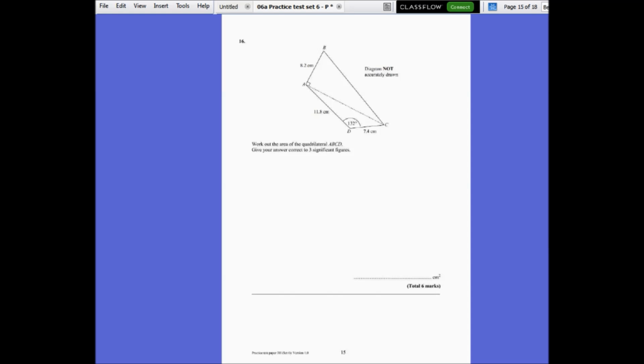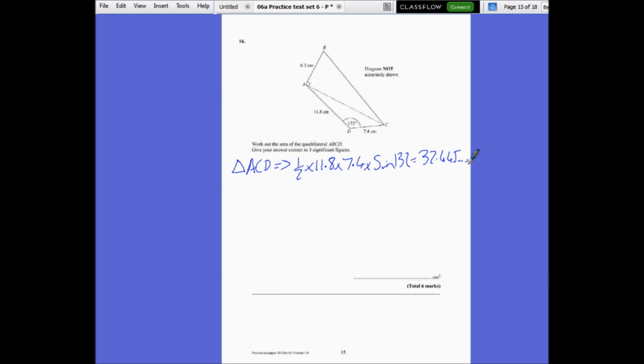Question 16. Work out the area of the quadrilateral ABCD. Give your answer correct to 3 significant figures. Well, first of all, triangle ACD. We can work out the area of that using the sine rule for the area, because we've got 2 sides and an angle. So to work out the area of that, we'll do a half times 11.8 times 7.4 times sin 132. And that would give us 32.445.